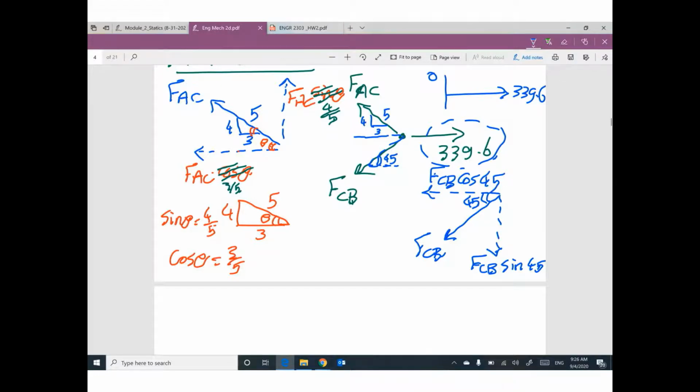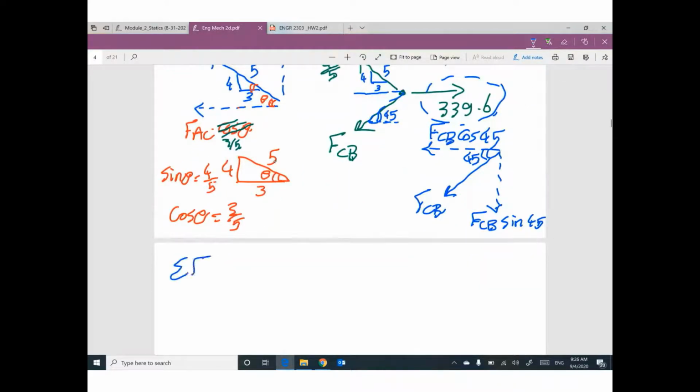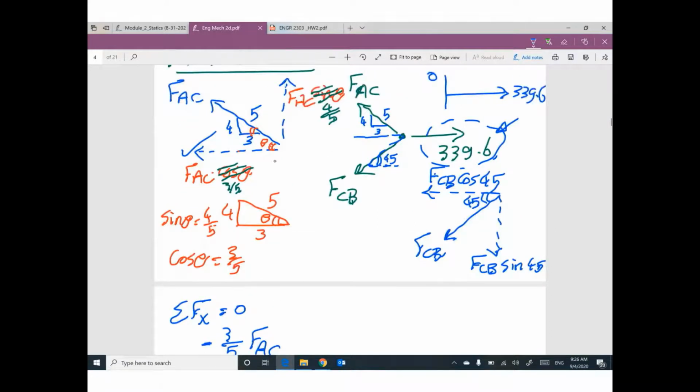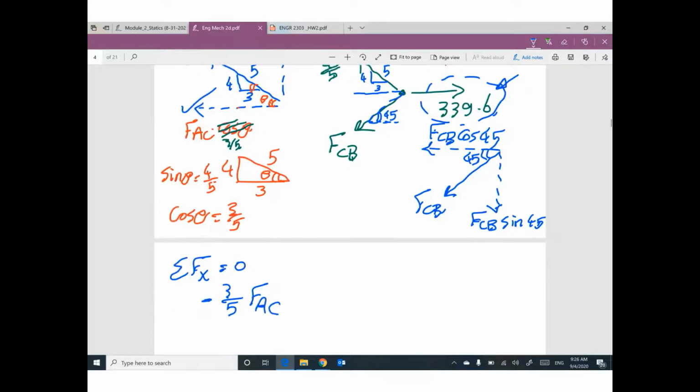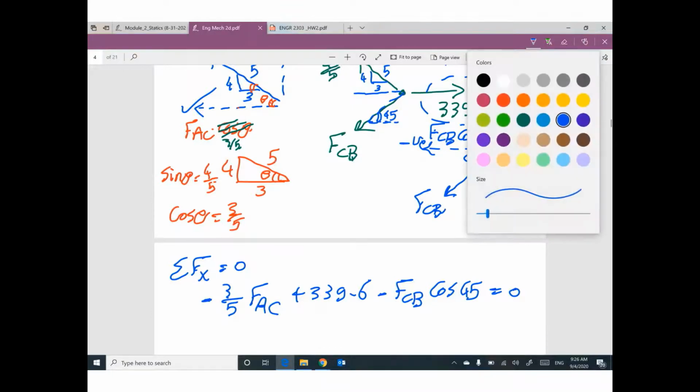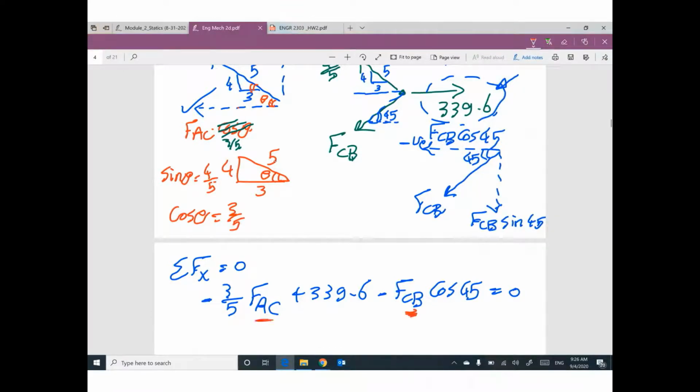Go ahead and apply summation Fx equals 0. What do you have in x? We have this component which is negative 3/5 FAC. What else? We have this component, this one, which is positive 339.6. What else? We have this component which is negative, don't forget any, negative FCB cosine 45 degree, nothing else, equals 0. This equation has two unknowns, FCB, FAC. So forget it right now.